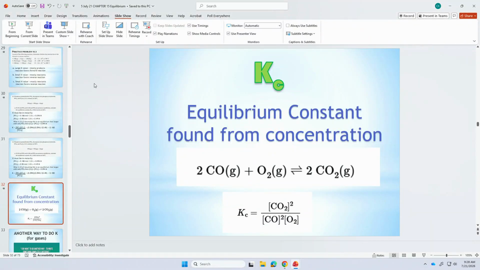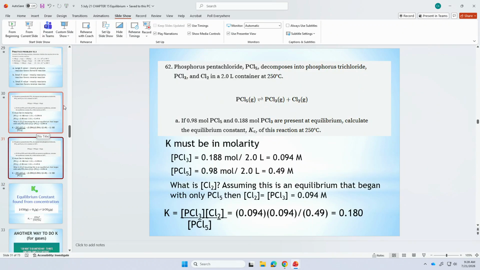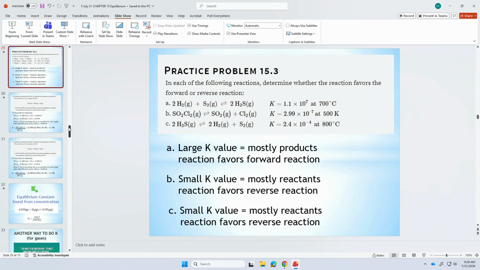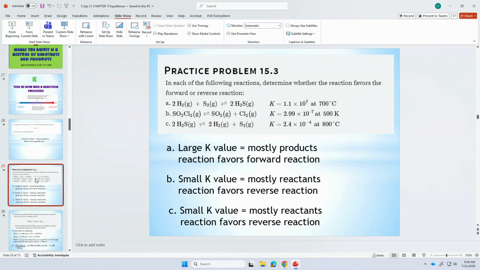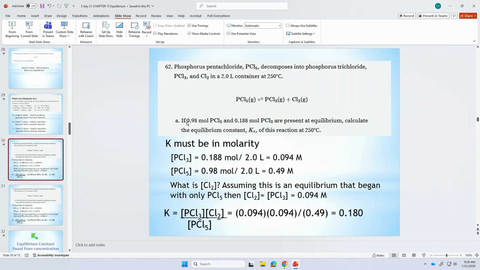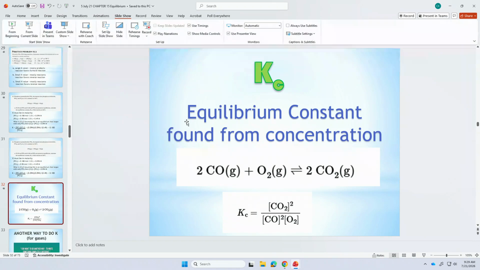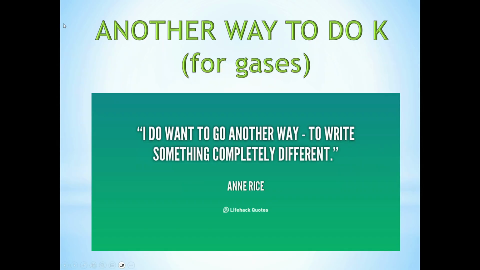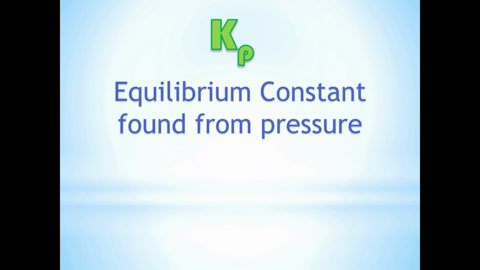So if I look at some of the things I worked on, everything I've looked at so far is gases, and I'm saying I'm doing a concentration, which is perfectly fine. I can do concentrations with gases. But sometimes an easier way to solve for K, if I have a gas, is not to look for a concentration, but to look for the pressure the gas is exerting. So we have something called K sub P. K sub P is the equilibrium constant found from pressure.